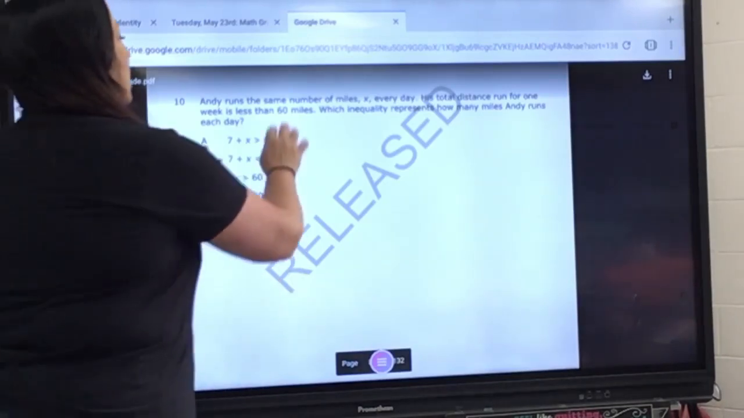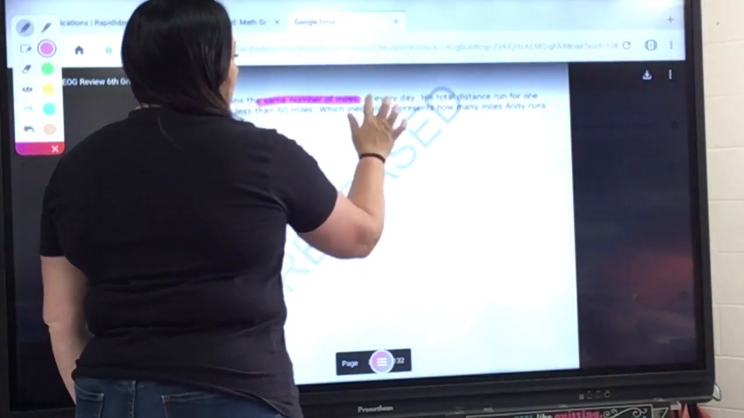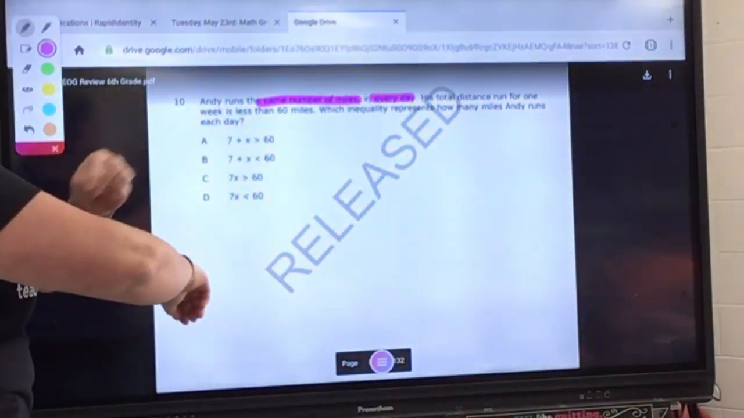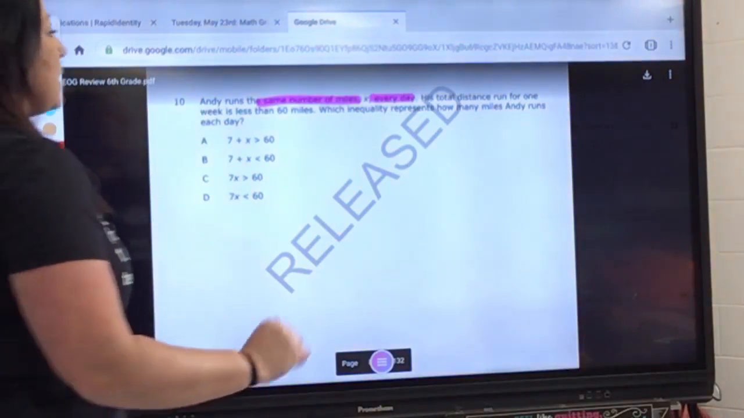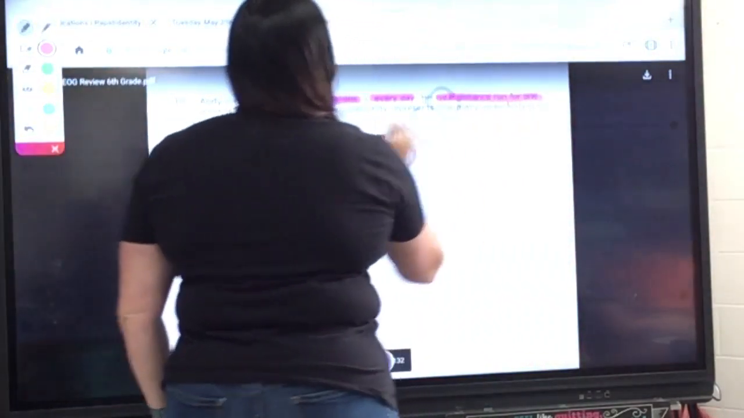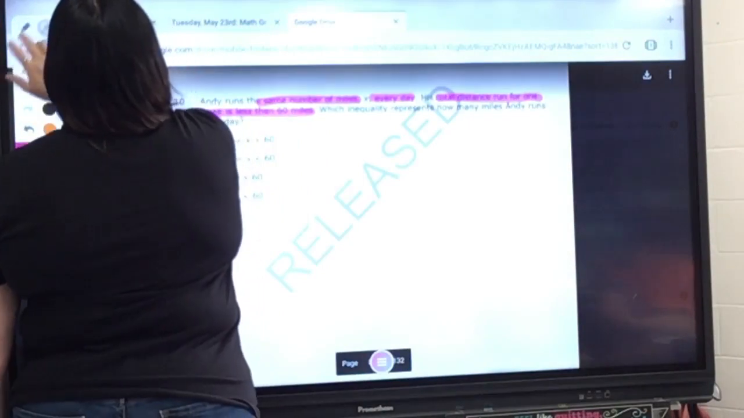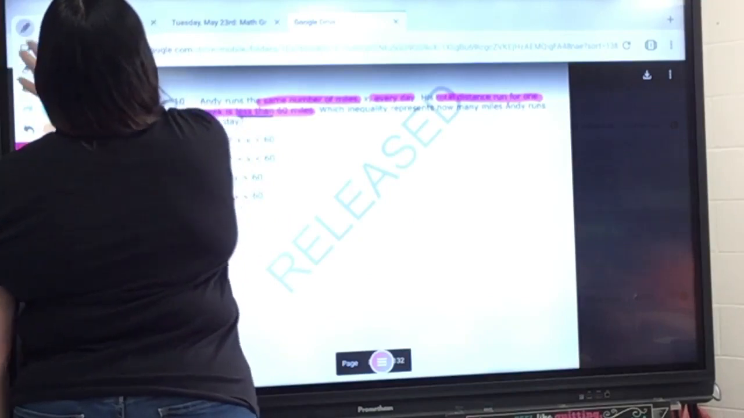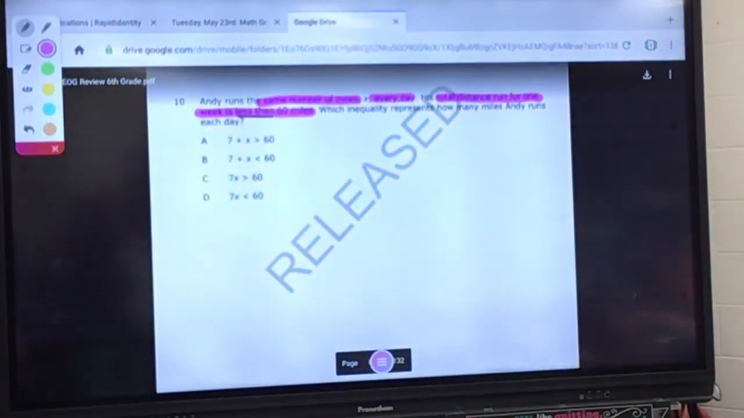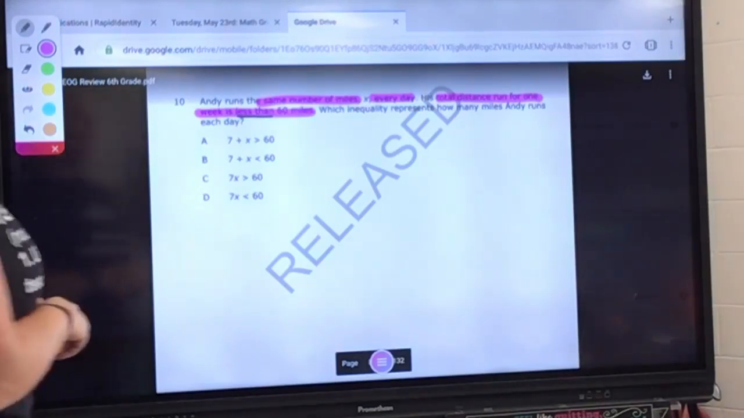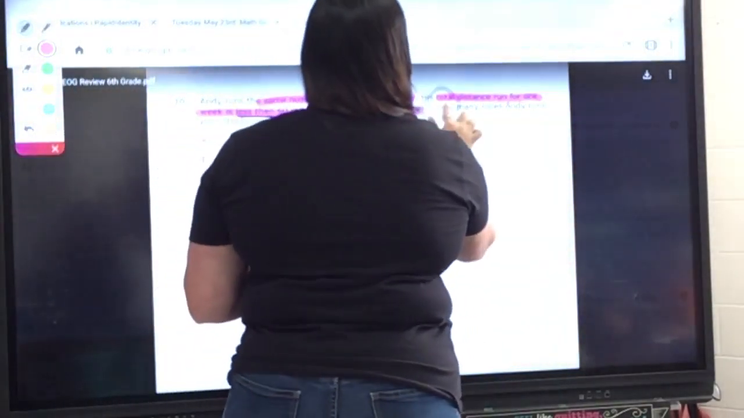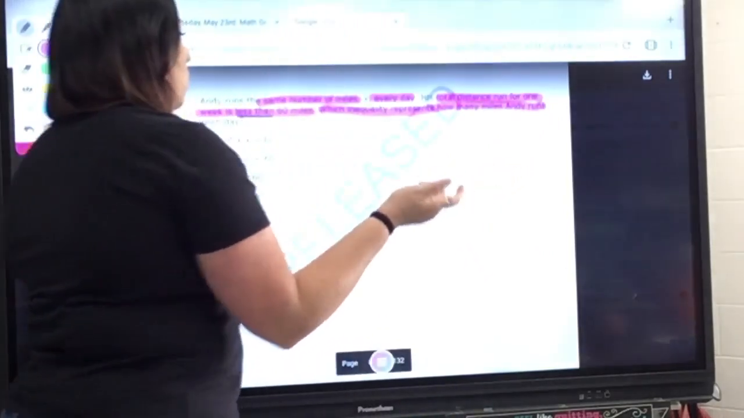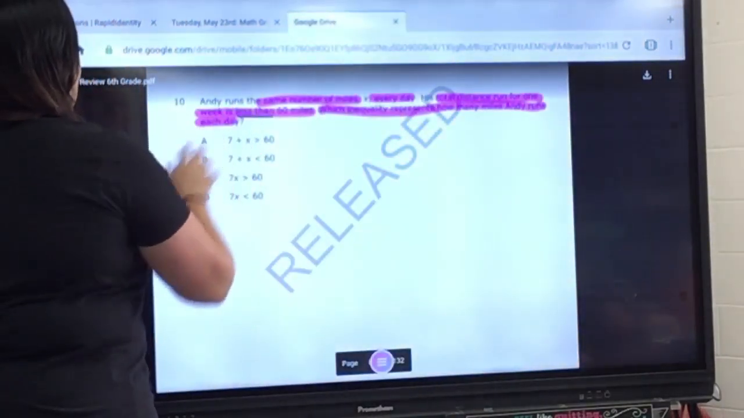All right, so it says Andy runs the same number of miles, x, every day. His total distance run for 1 week is less than 60 miles. "Less than" is going to be important. Why is "less than" important to us? So we know which way the inequality is going to face. Yep, so we know which way the inequality is going to face. And then the question you're trying to answer is, which inequality represents how many miles he ran each day?